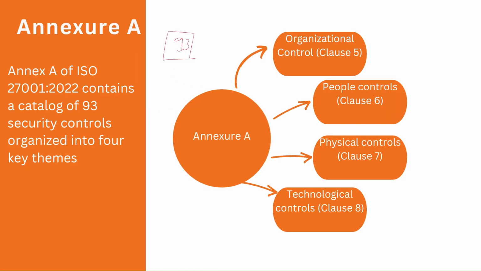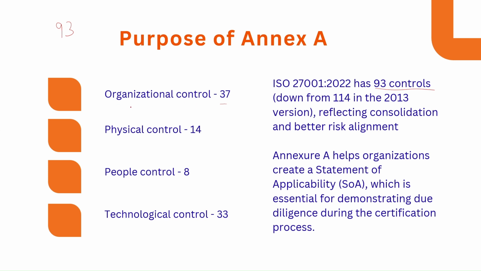Annexure A of ISO 27001:2022 contains 93 controls, and these 93 controls are broadly classified in 4 different categories: organizational control, people control, physical control, and technological control. Each clause is more inclined towards each category. For example, clause 5 contains all the controls which are applicable under organizational control. People controls are more in alignment with clause 6, physical control with clause 7, and clause 8 is in alignment with technological controls.